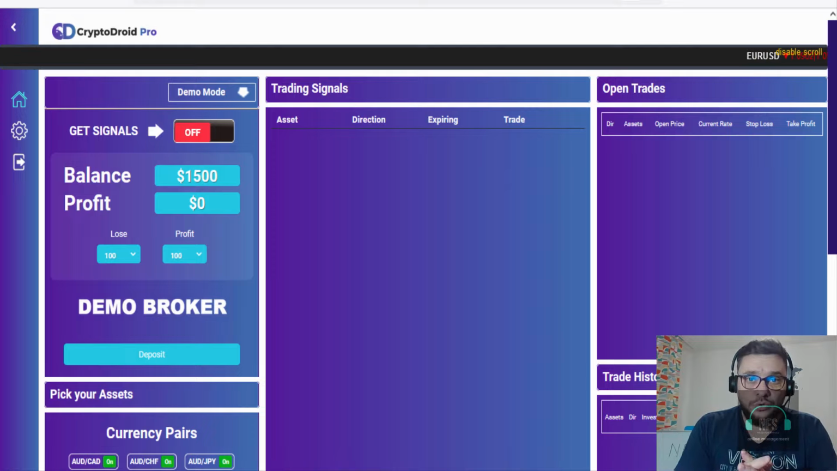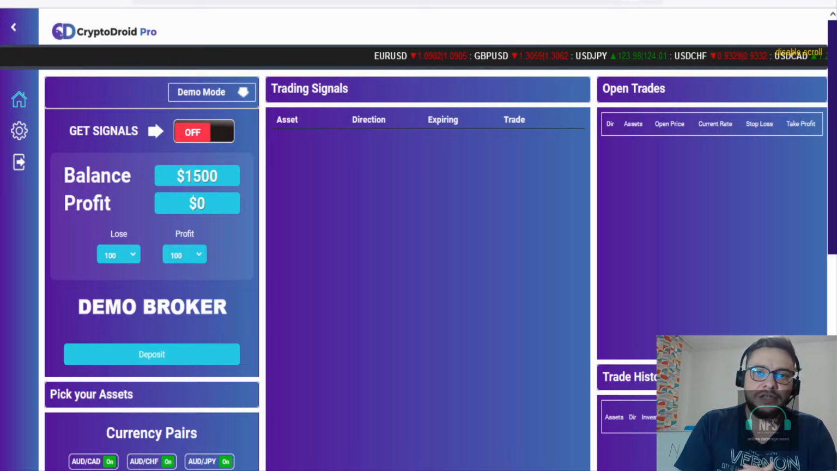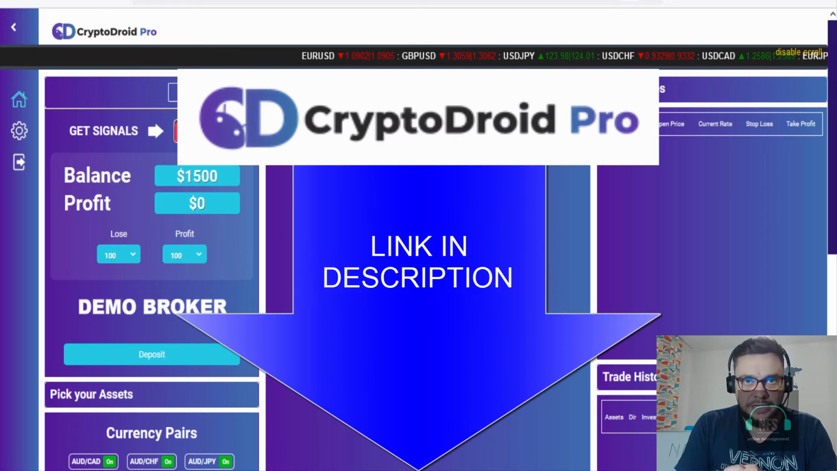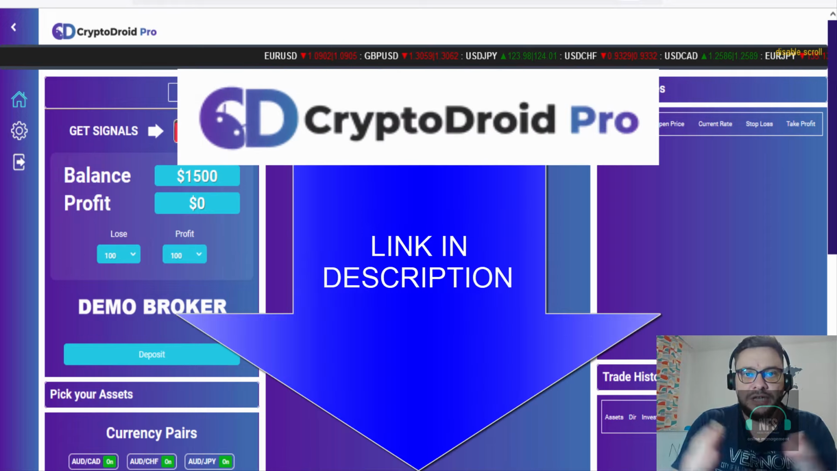So for those of you who don't know what CryptoDroid Pro is, it is a semi-automated trading app. That means by the click of a button, you will be able to place the trades into your assigned broker account. So in order to use this trading app, you will need to assign for a broker. And how you can do this: first thing first, go ahead and register with CryptoDroid Pro. I'll put a link below this video in the description area, which will take you to their official website.